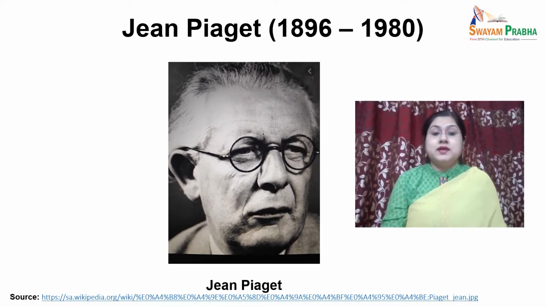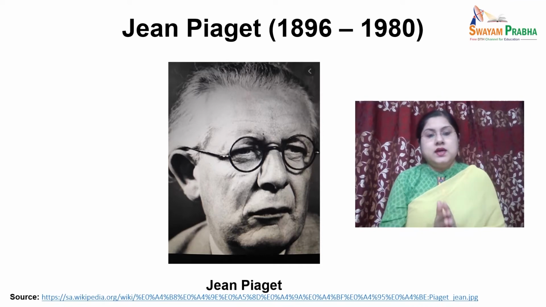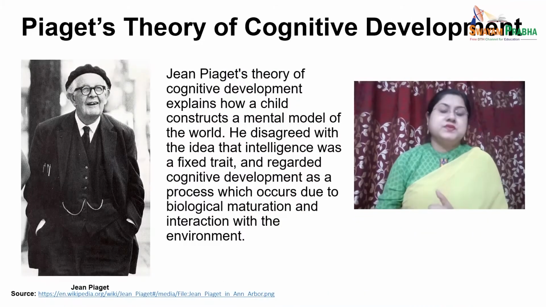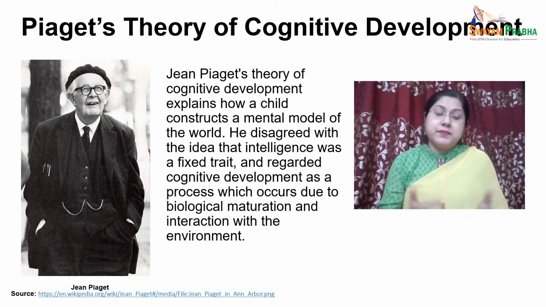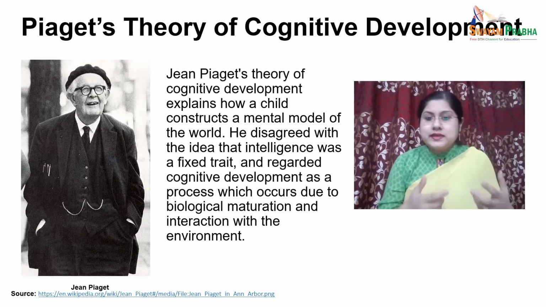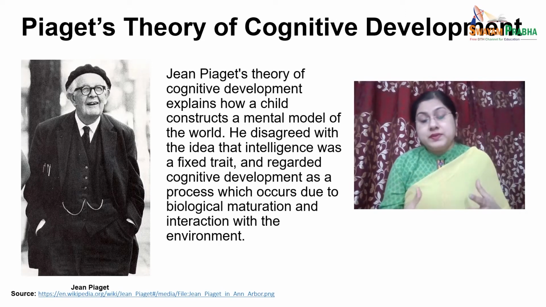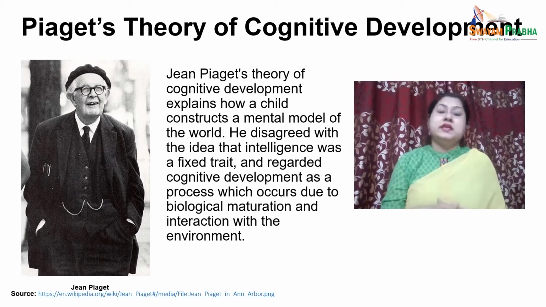So as a result, today his theory of cognitive development has no parallel in the history of research in the field of developmental, cognitive, and child psychology. So today we are going to have a thorough discussion on the cognitive theory of Jean Piaget. So let us see. Basically, Jean Piaget's theory of cognitive development explains how a child constructs a mental model of the world. He disagreed with the idea that intelligence was a fixed trait and regarded cognitive development as a process which occurs due to biological maturation and interaction with the environment.